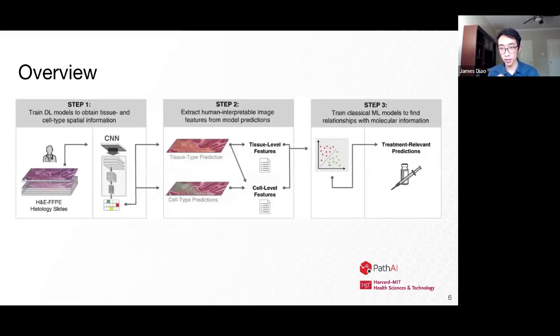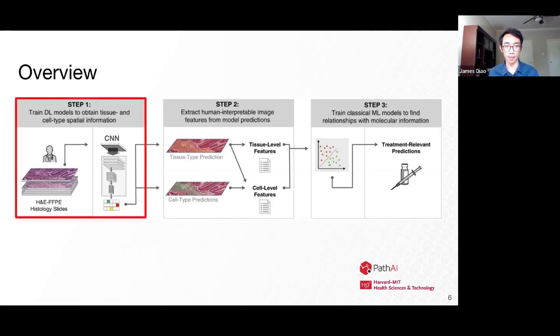So this is the overview. There's no need to look into it really closely because this slide will come up multiple times throughout the presentation, but just to focus on step 1, which is, you have all these slides and you have to train deep learning models to obtain the tissue and cell specific spatial information before you can do anything with it. So I'll talk first about how we went about doing that. But maybe I'll pause there if there's any questions really quick before I jump into step 1.